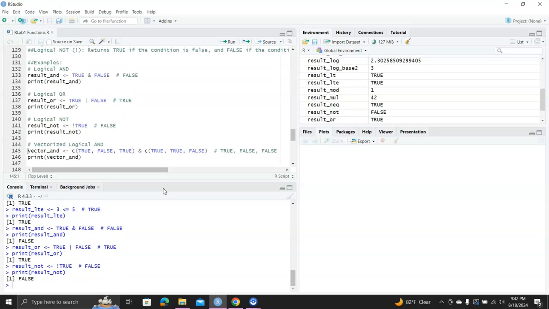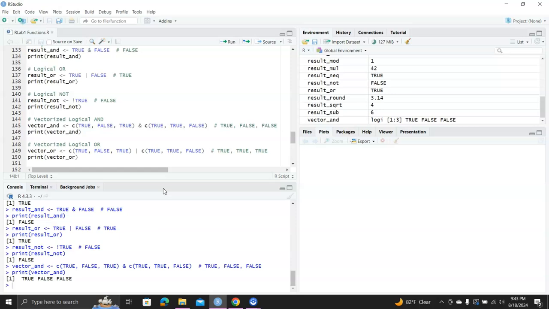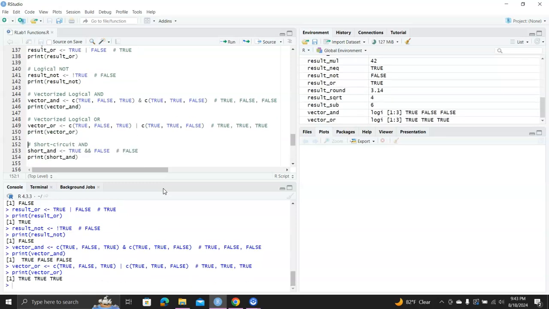Okay. So if you have vectorized logical AND, you get true, false, true, and you want to AND that with true, true, false. Then you look at it component-wise. So the first one is true, true, so you get true. Second one false, true, you get false. Third one true, false, you get false. Okay. Or you get vectorized logical OR, so you can do true, false, true, then OR true, true, false. And you get all true.